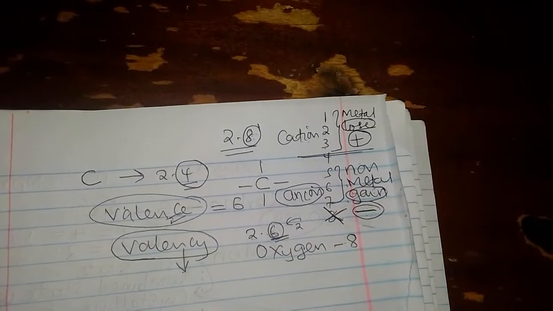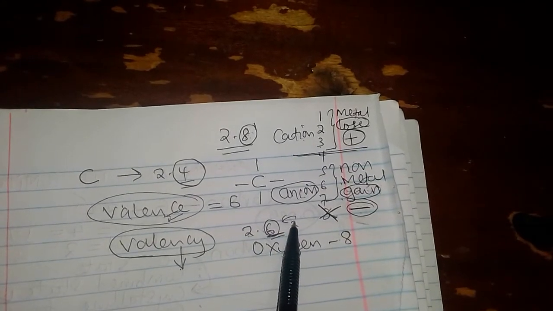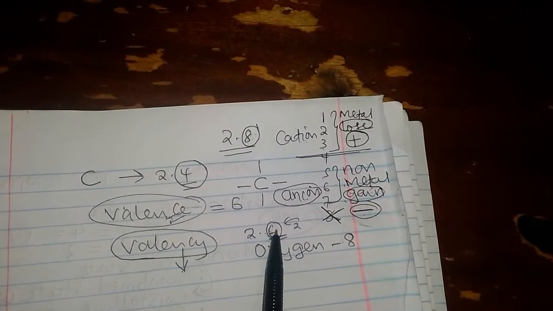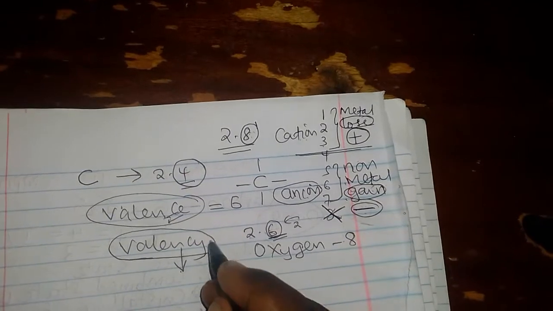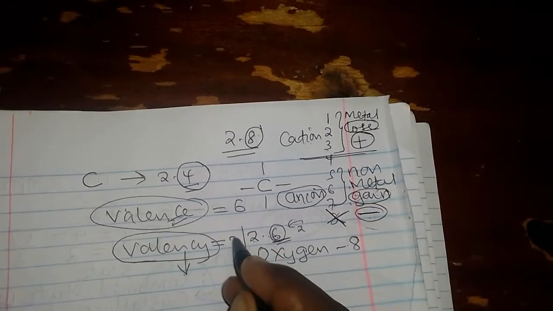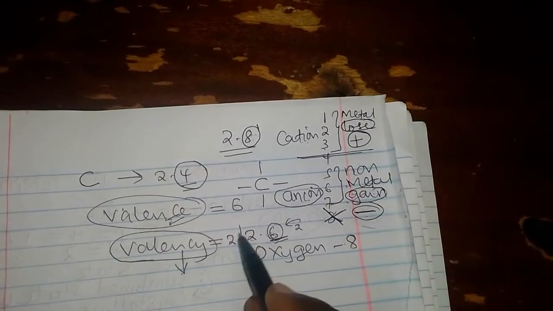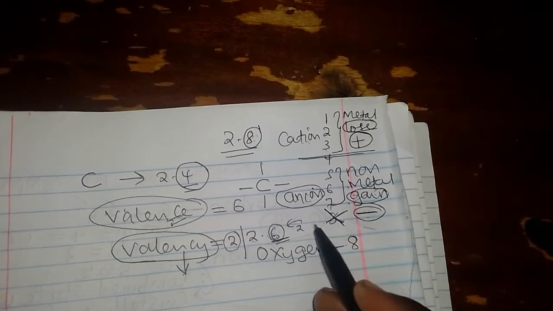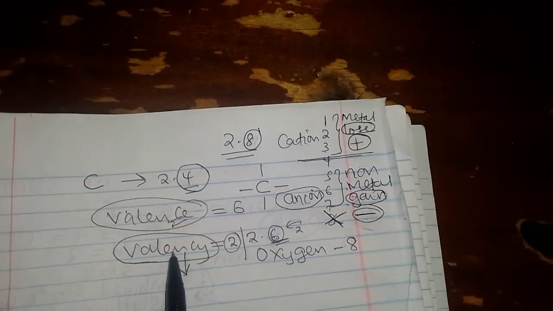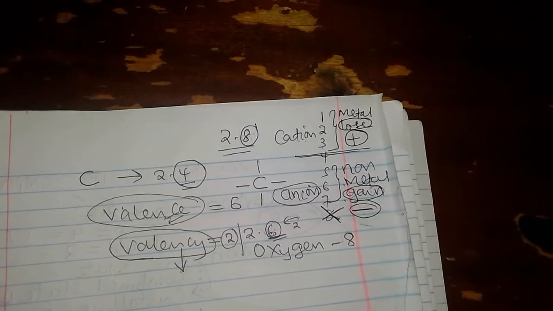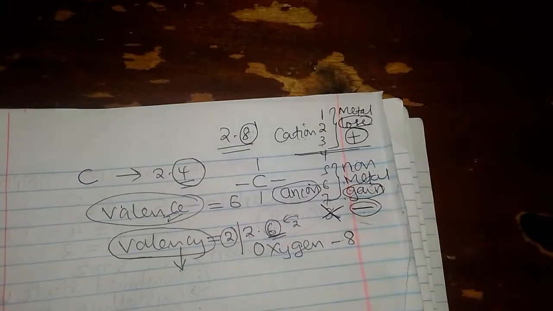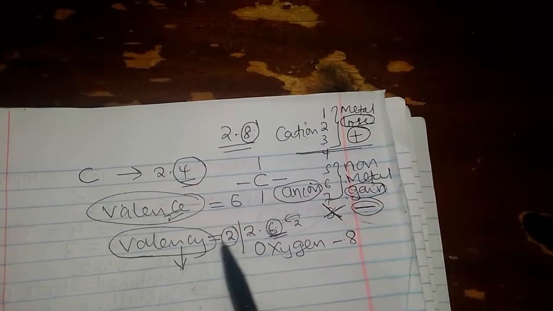You see. So the number of electrons an element gains or loses to become stable is valency. So in this case, the valency of oxygen is 2. Why? These are the number of electrons it's supposed to gain for it to become stable. And I'm telling you, valency refers to whatever it has to gain or lose for it to become stable. And in this case, it's supposed to gain. So it gains 2. So its valency is 2.